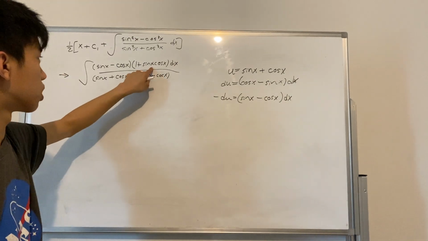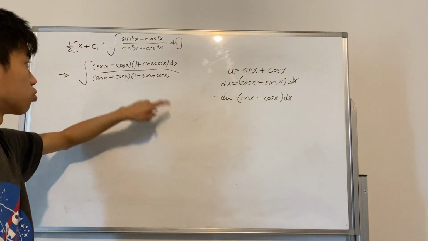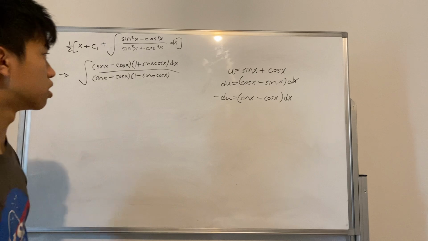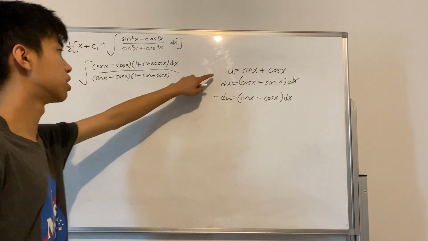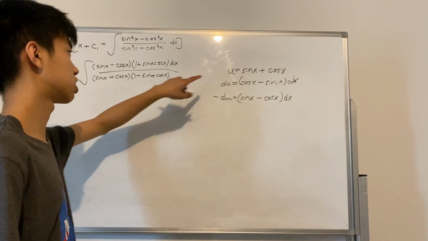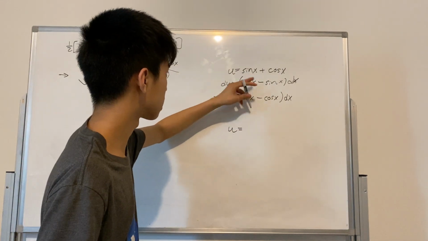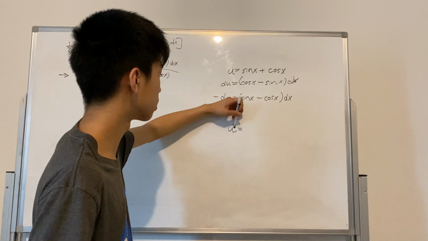But what do we do with this 1 plus sine x cosine x and this 1 minus sine x cosine x? Well, we can use a bit of algebra to find sine x cosine x in terms of u. So we know that u is equal to sine x plus cosine x. So now we could square both sides.